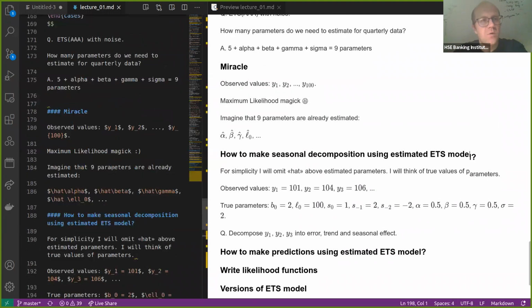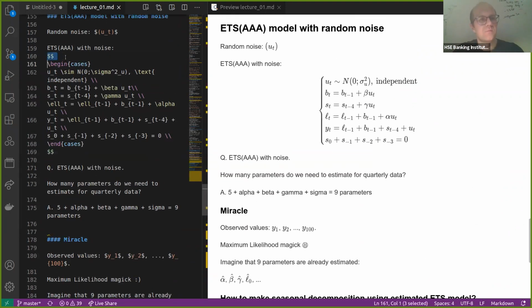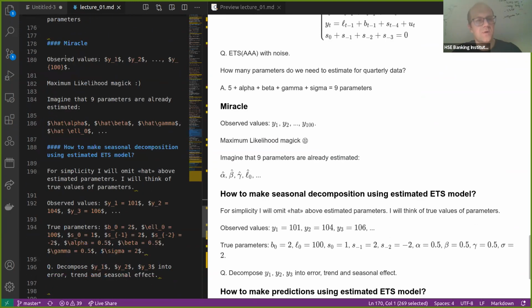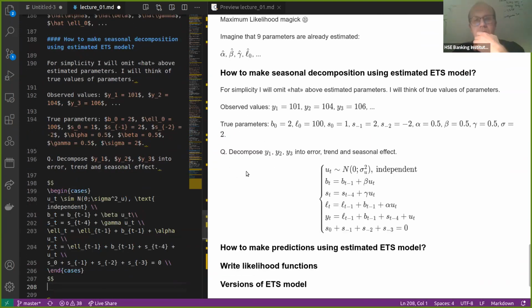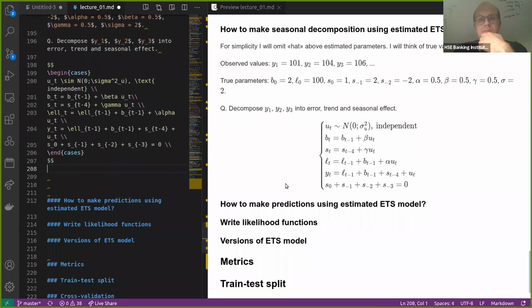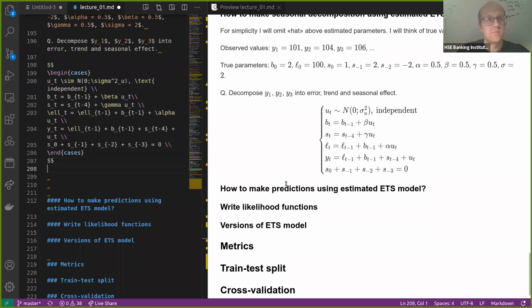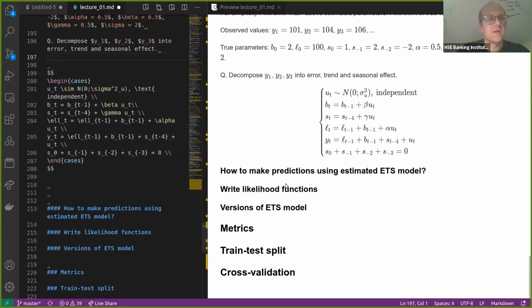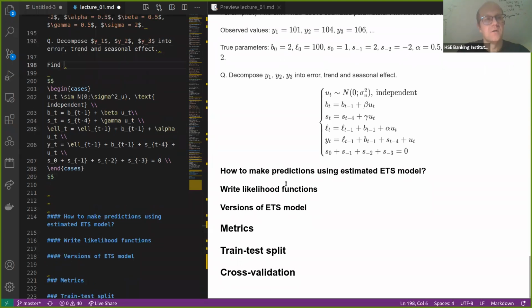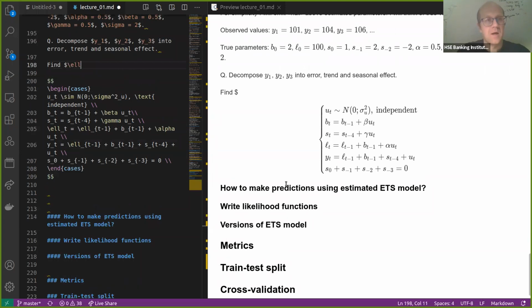So this is a copy of equations. And now, what does it mean to decompose into error, trend, and seasonal effect? What do I need to find exactly? In other words, that means find L1, L2, L3 that will be deseasonalized.